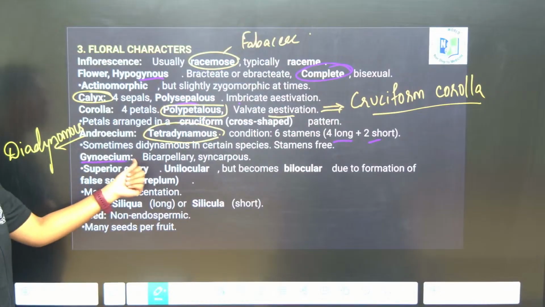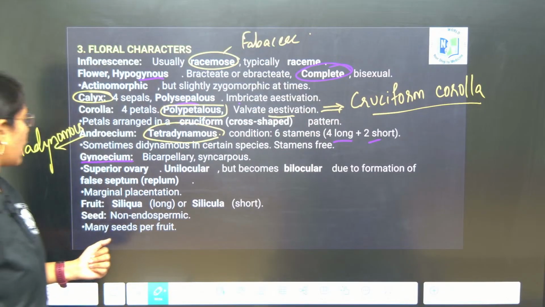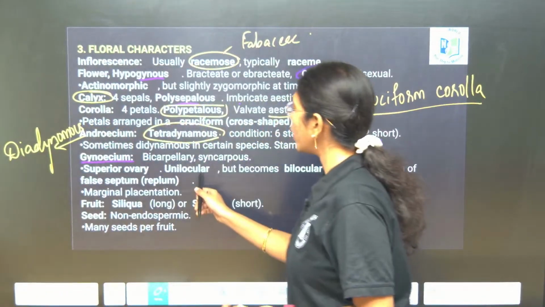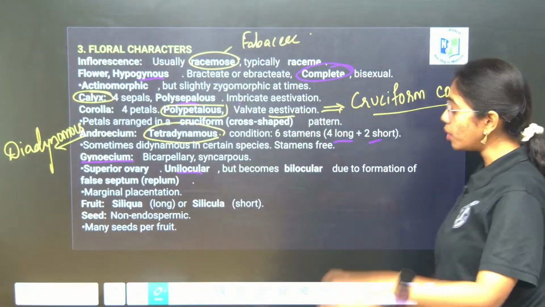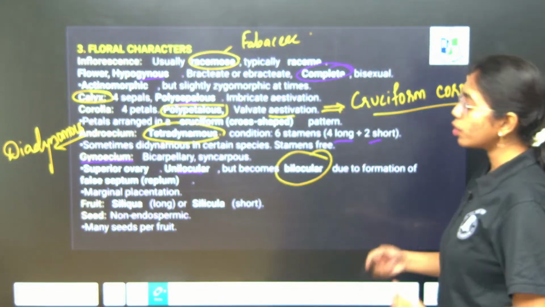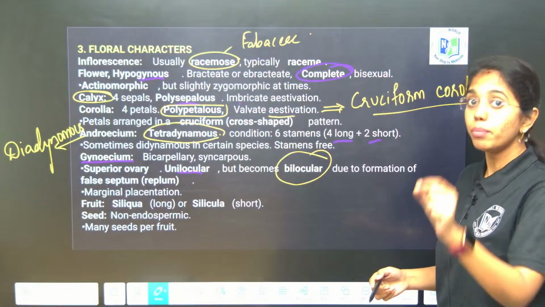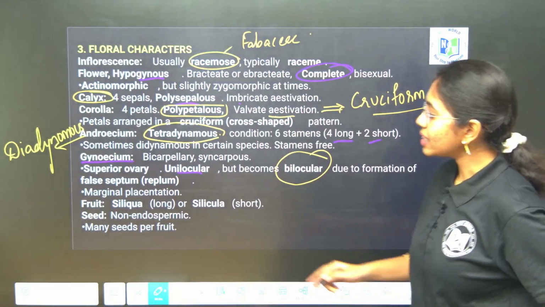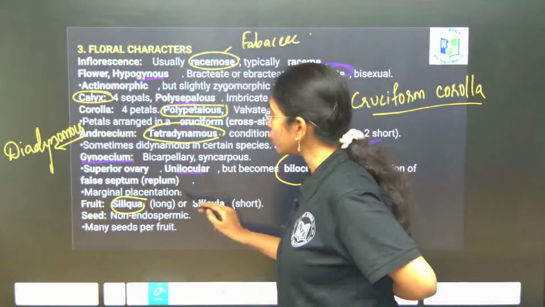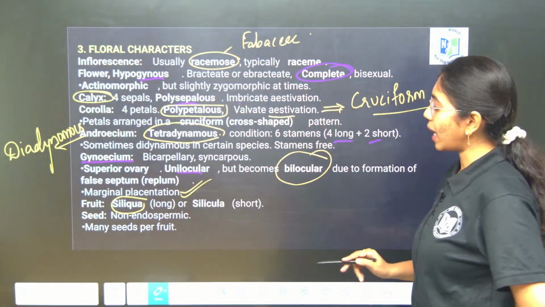Next, gynoecium, if you consider, is bicarpellary and syncarpous, with a superior ovary which is unilocular, but it becomes bilocular due to the formation of a false septum or replum. Fruit is siliqua and the placentation this shows is marginal placentation.